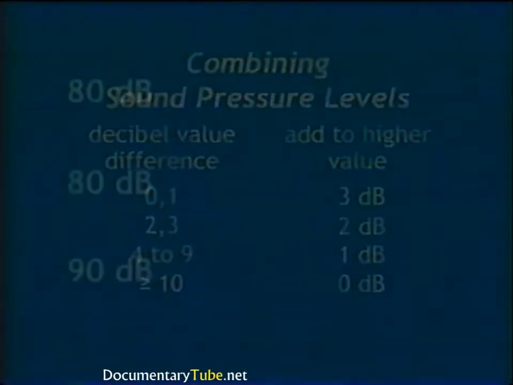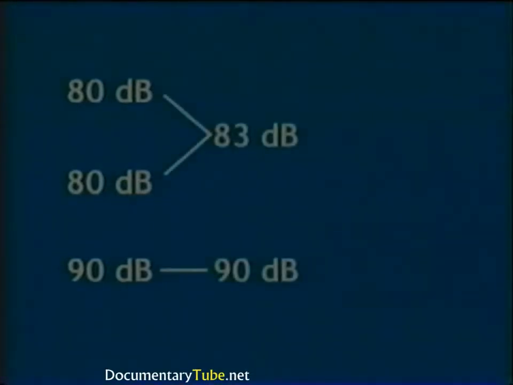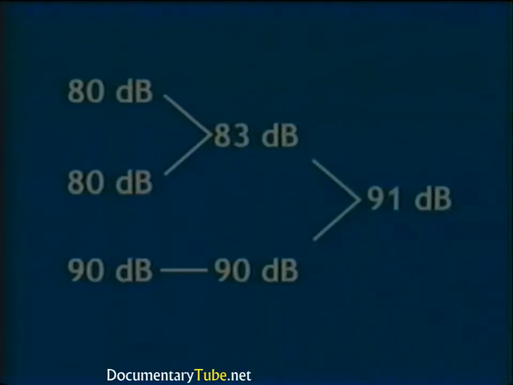Here's an example combining three sound pressure levels. The typical procedure is to combine the smallest values first, then work your way up. So we start by combining the 80 decibel levels. Their difference is 0, so we add 3 dB to 80 dB to get 83 decibels. Then the difference of 83 dB and 90 dB is 7, so we add 1 dB to 90 dB for a grand total of 91 decibels.